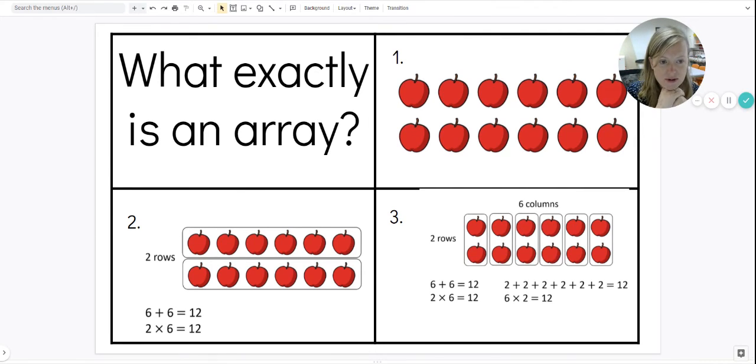All right, let's look at the bottom right-hand quadrant, quadrant labeled number 3. In this instance, we're looking at it columns first, and we have 6 columns and 2 rows. So instead of saying 6 plus 6 equals 12, we can also say 2 plus 2 plus 2 plus 2 plus 2 plus 2 equals 12. Or we can say that 6 multiplied by 2 equals 12.